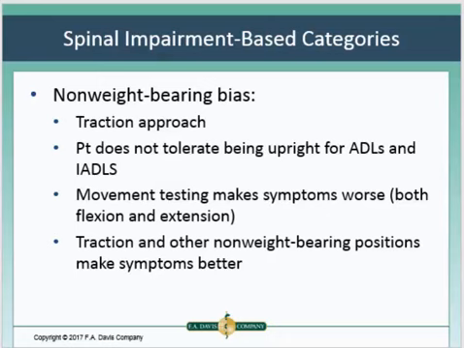For individuals who have a non-weight bearing bias, the progression is to increase their tolerance to weight bearing. So you may start doing aquatic exercises, traction, exercises that are in a prone or supine position. But as they progress, you increase how much weight bearing they're having on their spine, and how much they can tolerate without an increase in pain.